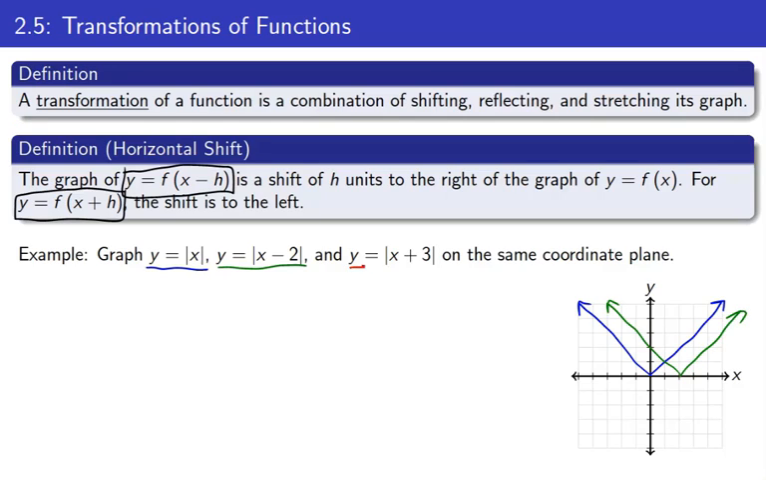Next is y equals the absolute value of x plus 3. And so I can move to the left 3 because of the plus. Again, it's all reversed. X plus 3 means take this graph and move it to the left 3.